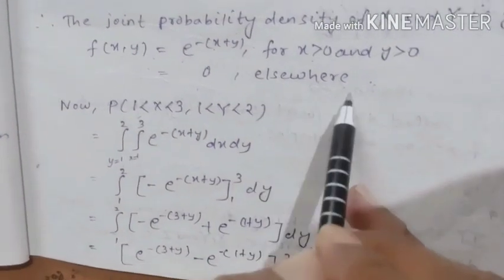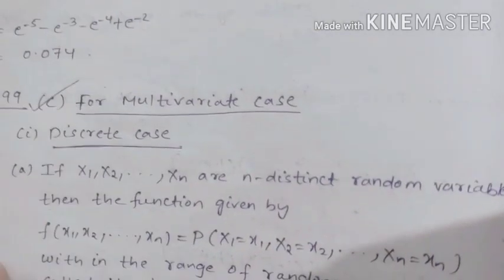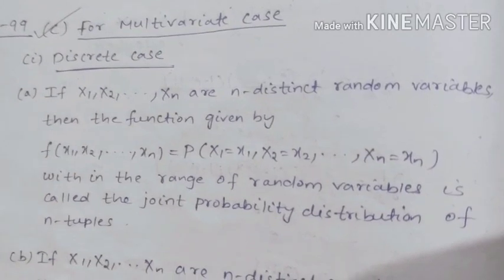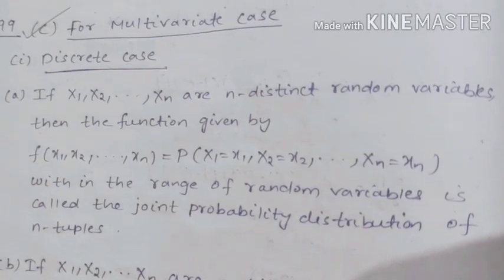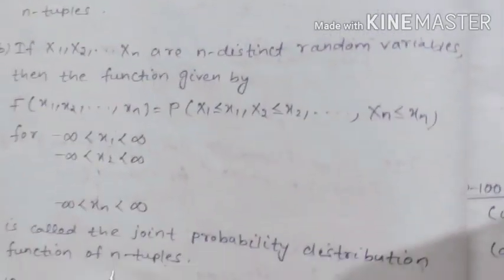So how can you find the probability of x lying between 1 and 3 and y lying between 1 and 2? You just have to integrate, and after the integration the answer is 0.074. And in a similar way, there are different definitions for three variables, four variables and n variable cases.